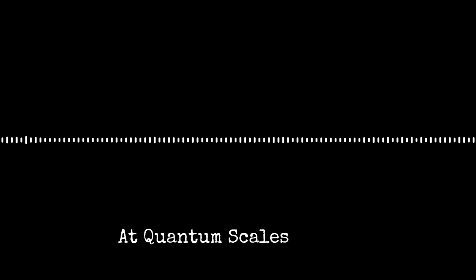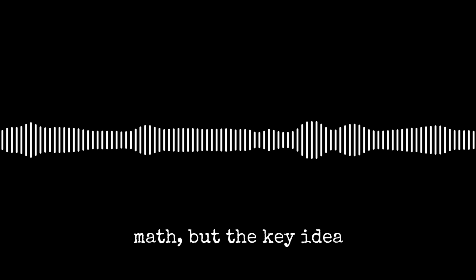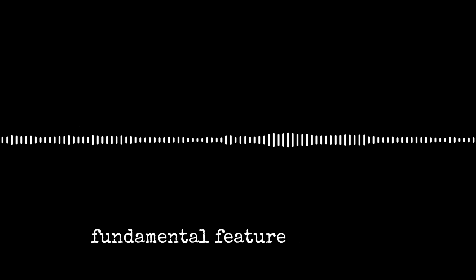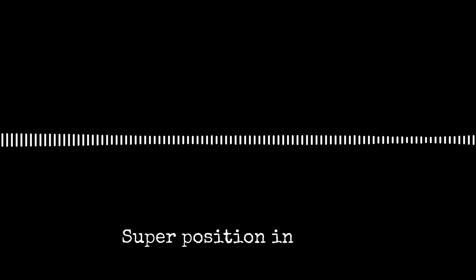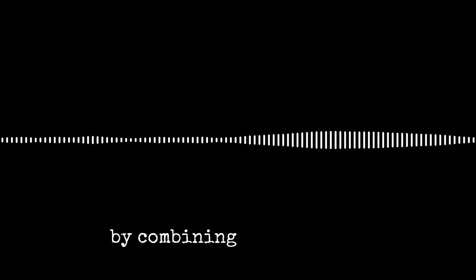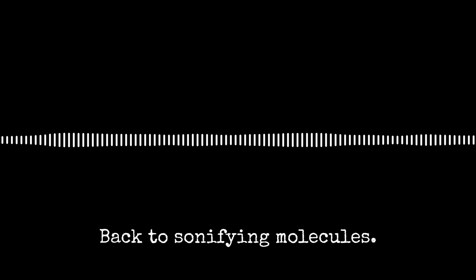Here's where the wave metaphor becomes remarkably handy. At quantum scales, matter exhibits wave-particle duality. Objects like electrons behave like particles and waves. We won't dive into the math, but the key idea is that vibration is a fundamental feature of matter. Sound is also a vibration, pressure waves in air. Superposition in sound means you can add waves together to make new ones. That's how synthesizers work, by combining simple waves to create complex timbres. The universality is that many systems, strings, molecules, water, even social systems, can be studied through the lens of vibrations and waves. Back to sonifying molecules.